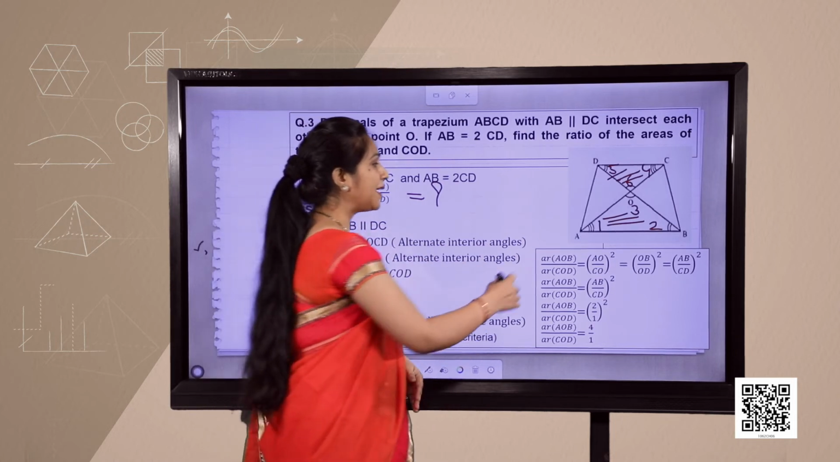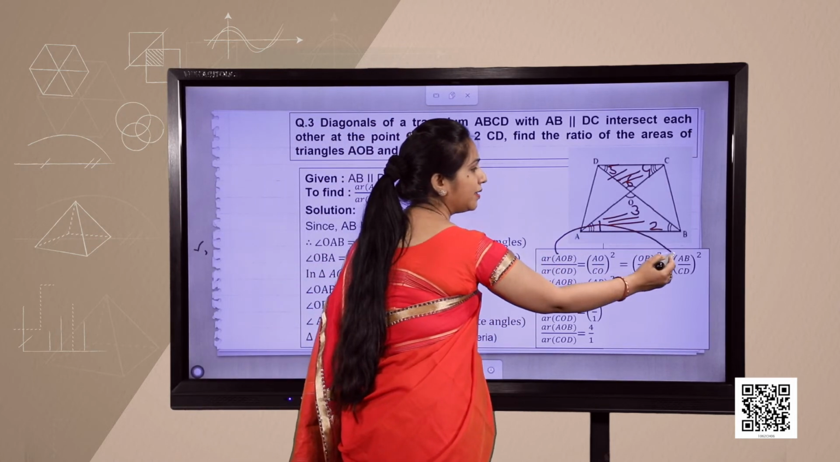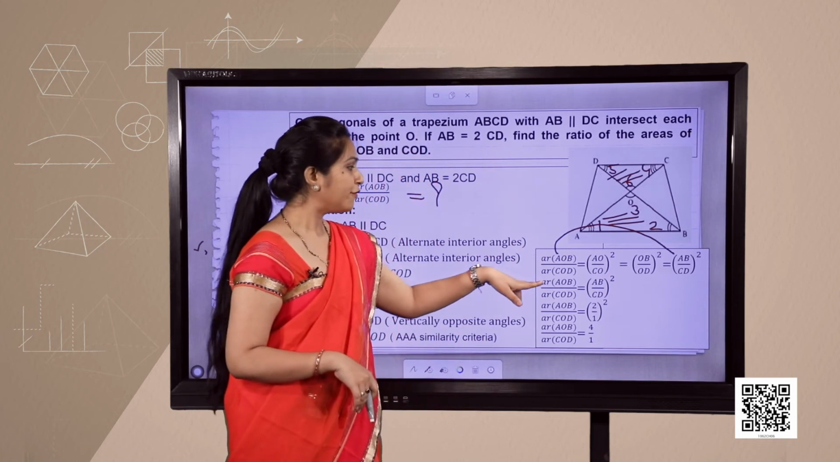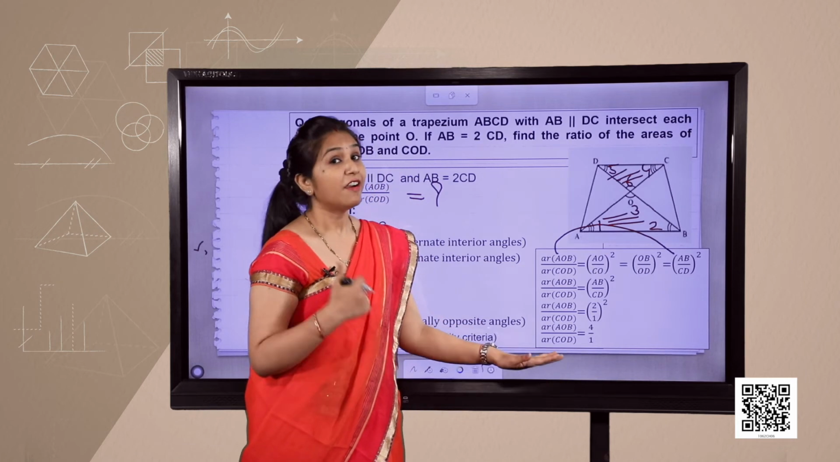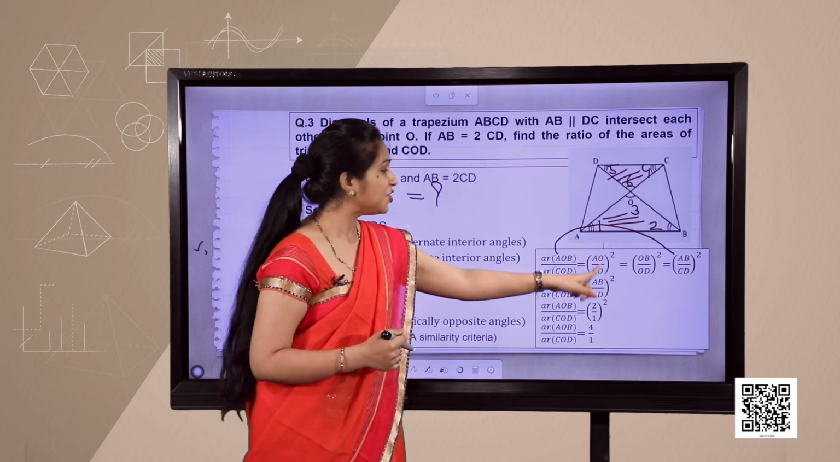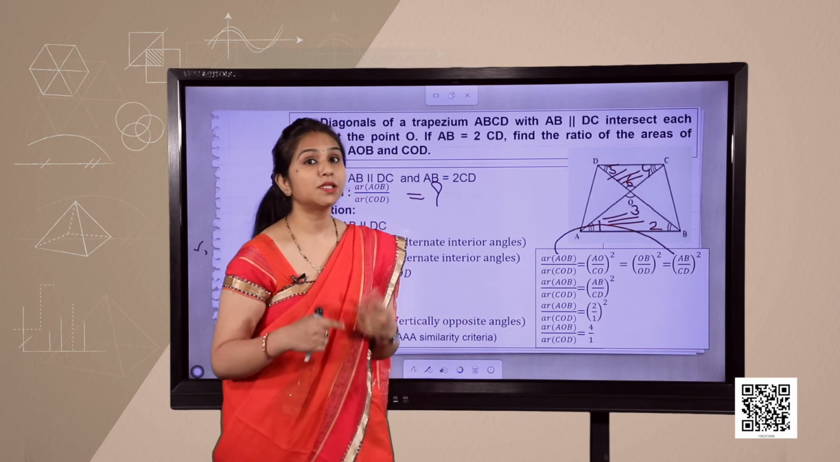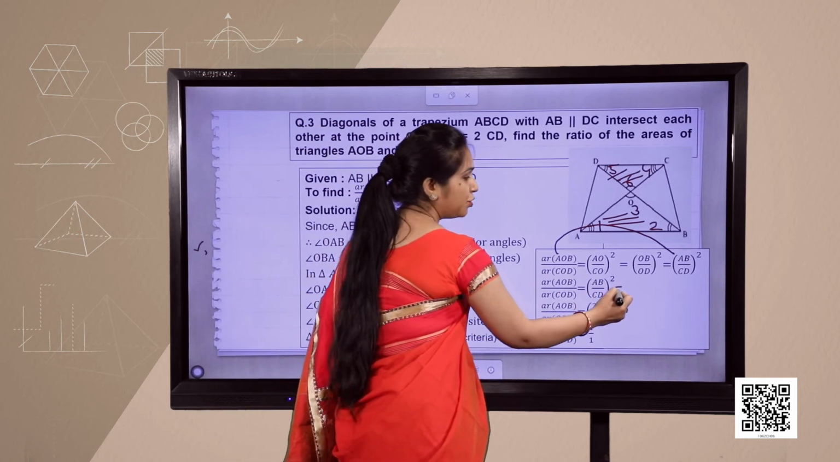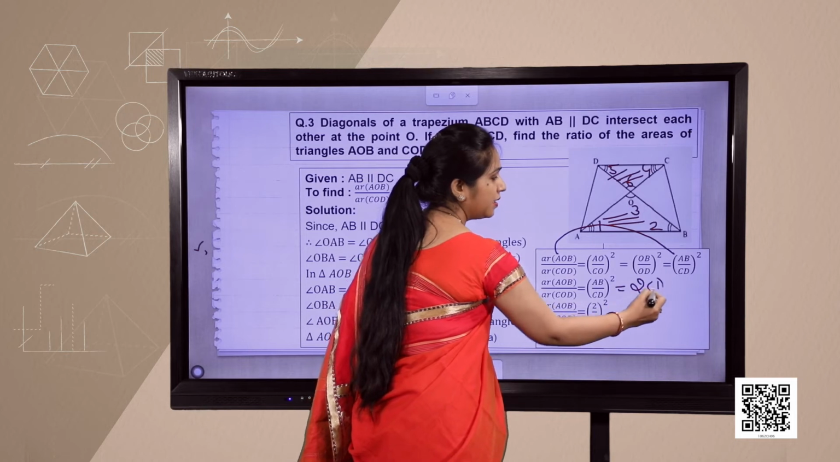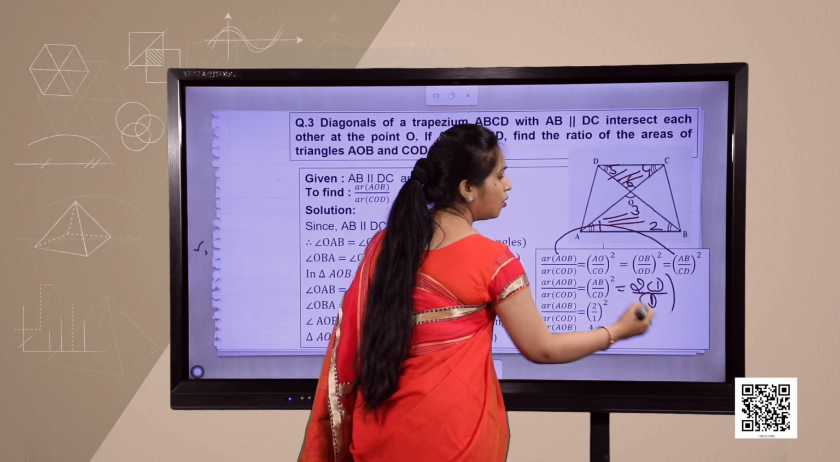Now you can just pick any of the ratio. I am here equating these two things. So area of AOB upon COD is equal to AB upon CD whole square. Why are we doing this? Because this relation is given to us that AB is twice of CD. So in the next step, AB we will substitute by twice of CD upon CD whole square.